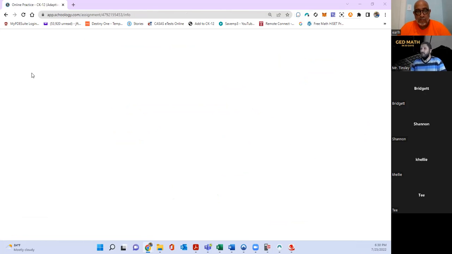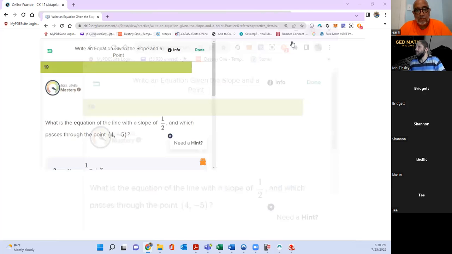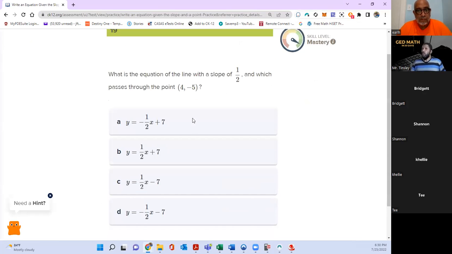All right, let's try the next one. Let's try the next types of problems. Let's see what we have next. So what is the slope from 2 points? Let's see what the next one is. Okay. How do you find the equation of a line given the slope and given a point?